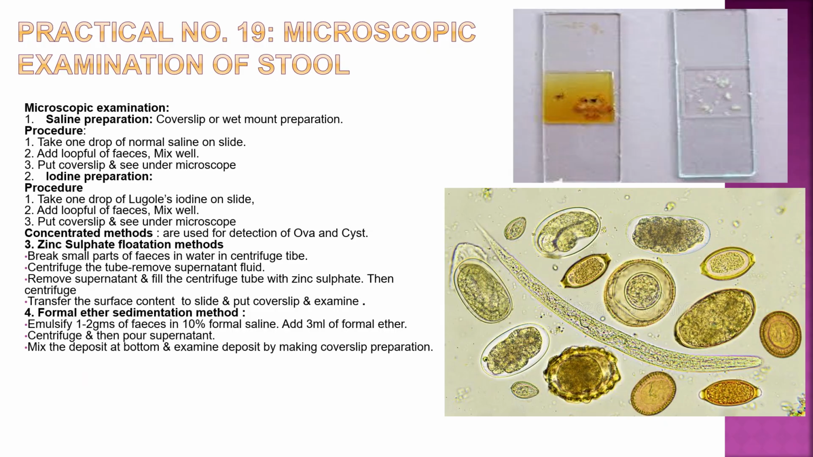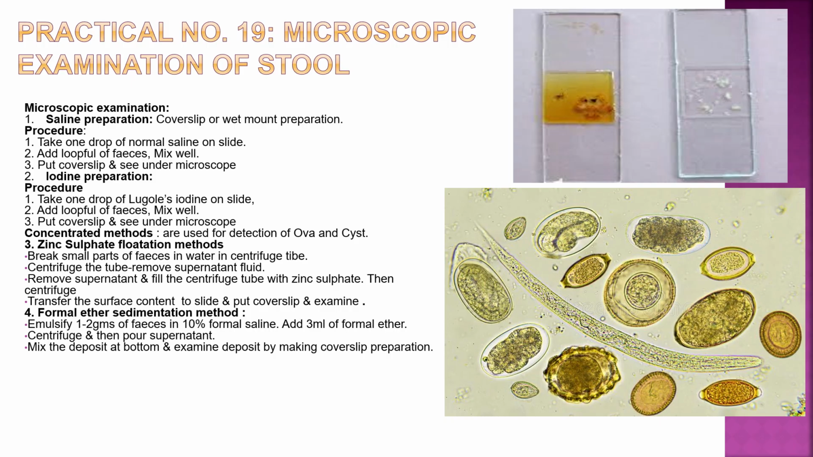Hello students, now we will see microscopic examination of stool samples. That we do by saline method and iodine method. In the saline method, you have to take 1 drop of saline, add some stool sample, mix, put a cover slip and see under the microscope. That is the saline wet mount.